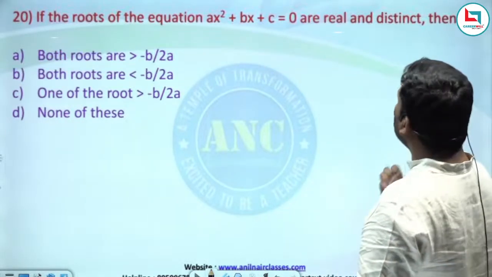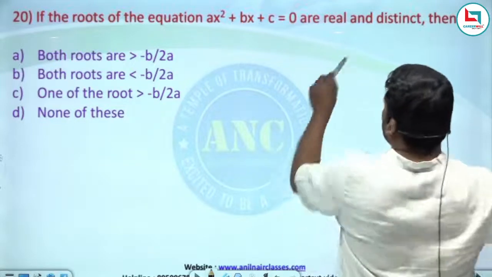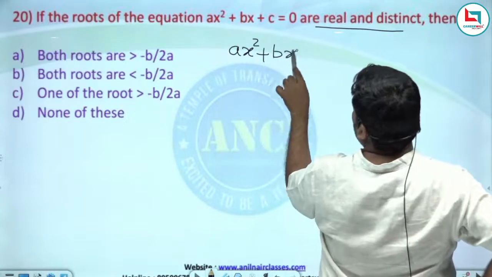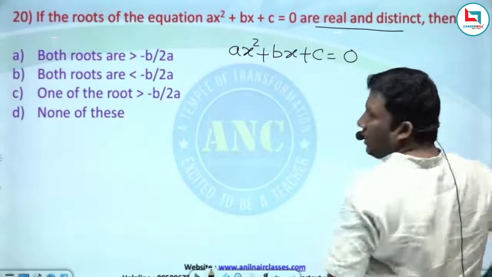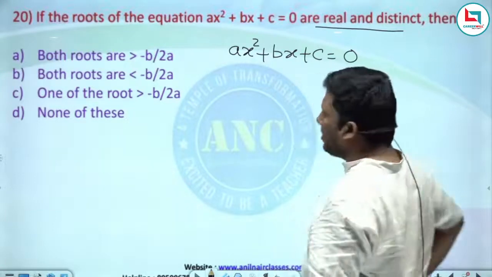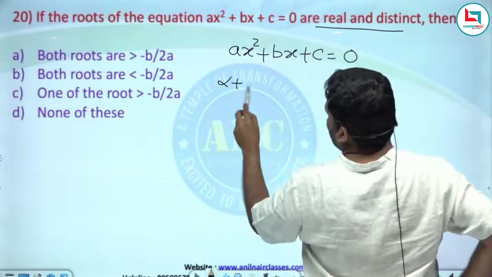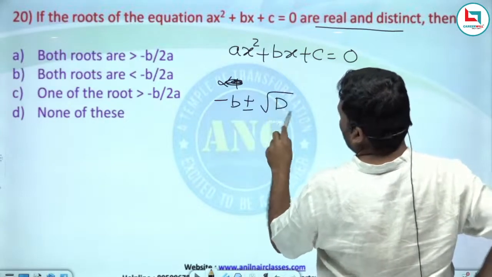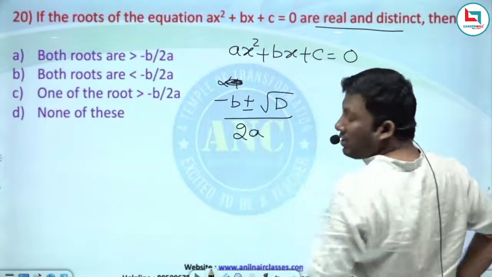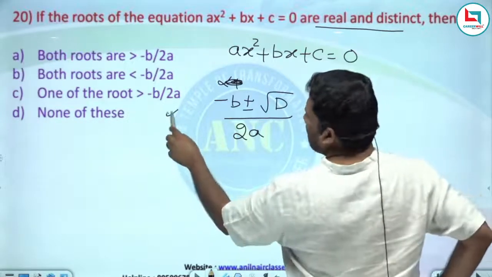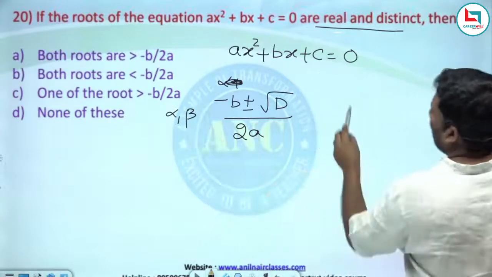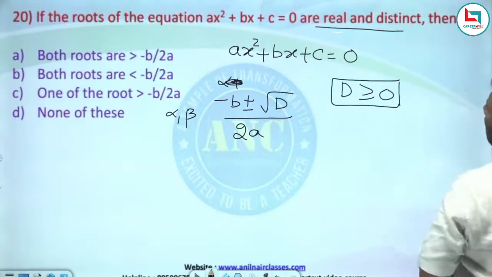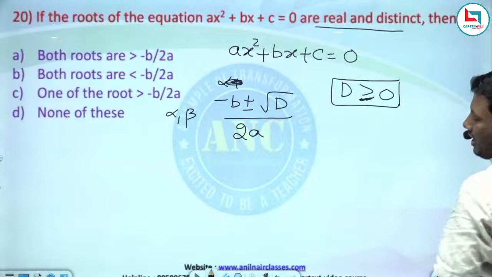Next one, if the roots of the equation are real and distinct. Very, very good question, sir. ax square plus bx plus c equivalent to 0. The roots are given by minus b plus or minus root of b square minus 4ac by 2a. These are alpha and beta. What is given? Roots are real and distinct. That means D is greater than 0.